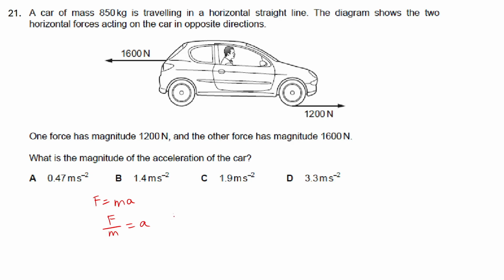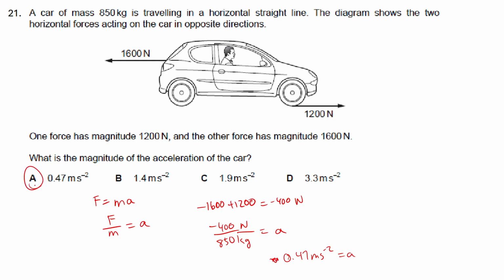So our force in this case will be in newtons. Our resultant force is going to be negative 1600 plus 1200, which is negative 400 newtons. So the top of the fraction is negative 400. Our mass is given, which is 850 kg. And this is equal to our acceleration. If you calculate this out, you get about 0.47 meters per second squared is equal to a, negative, but they're asking for the magnitude. So you take the absolute value, or the positive value of this, so it's just going to be 0.47.